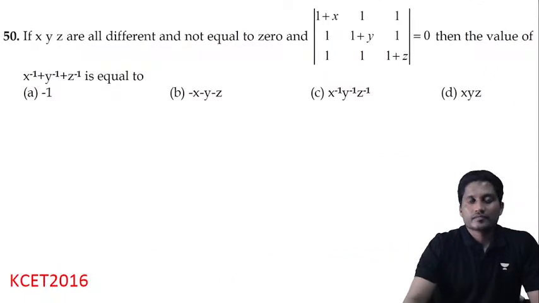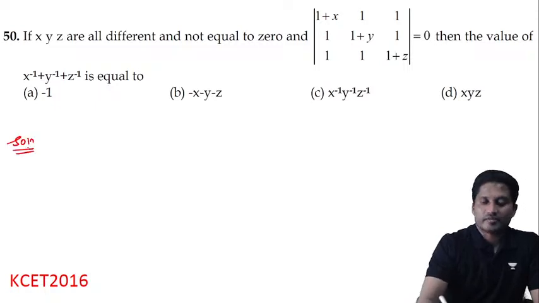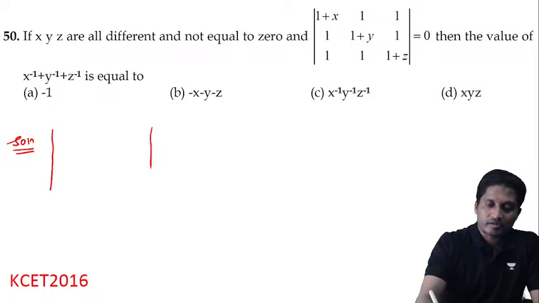Let's move to the next question. This is a worked out example of NCERT only. Boards also they have asked this question. 2016 KCET problem. Determinant equal to 0.